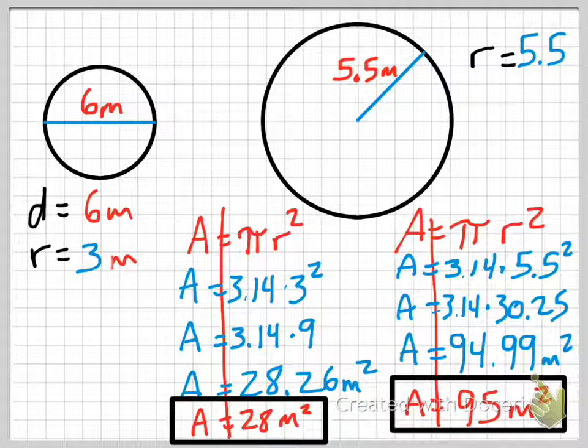So make sure that you're following the steps for the formula. Make sure that you are using the correct formula, and I think you guys should do great.